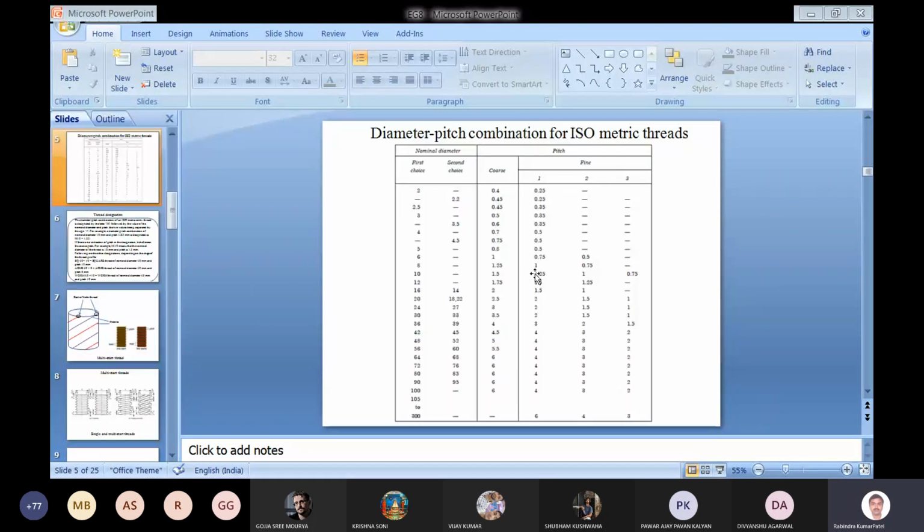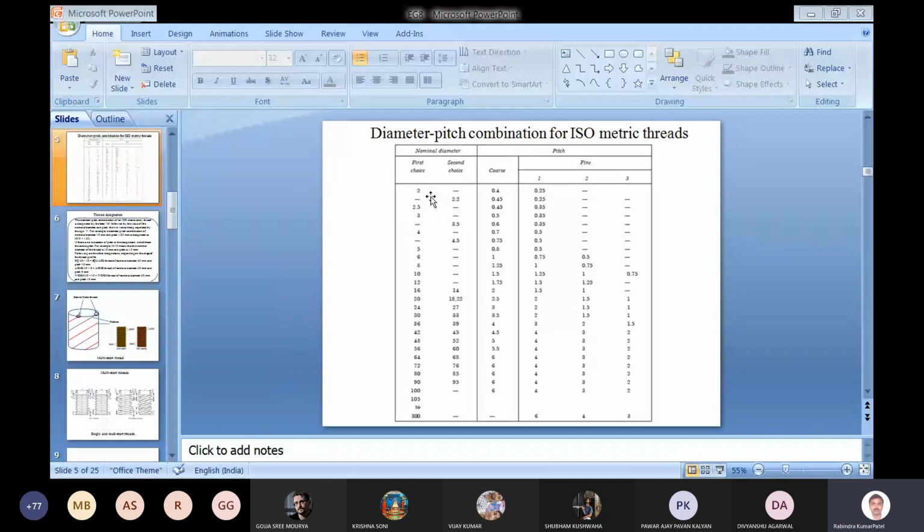Related to different diameters, the nominal diameter of the thread. And what is the nominal diameter? Nominal diameter is the diameter of a cylindrical piece on which the thread is being cut. So other than the major, minor and pitch diameter, we can have the nominal diameter. That is the diameter of the cylindrical piece on which the thread has been cut.